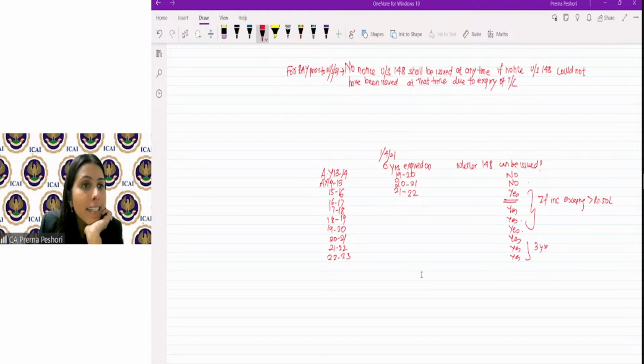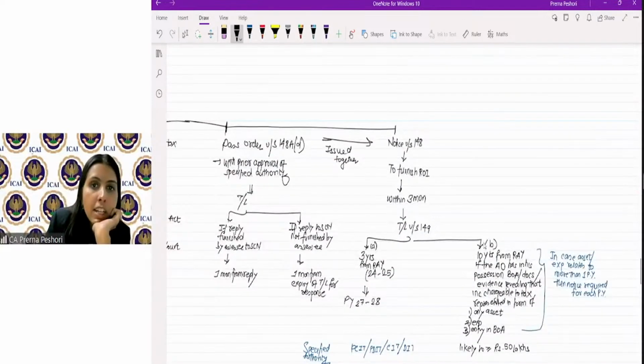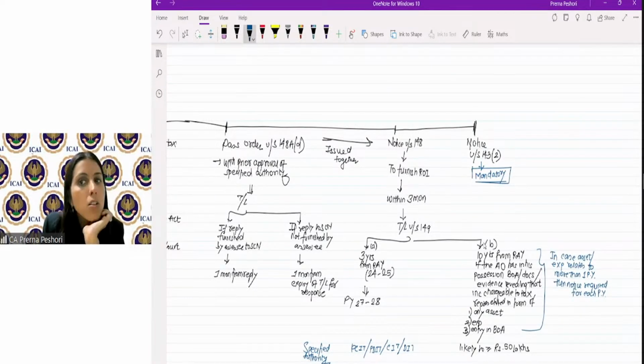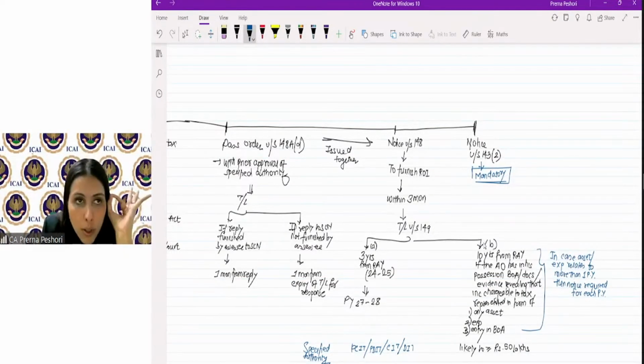So now, what is the expiry of the time limit? Once the notice is issued under 148, of course, the assessment will be made. And then finally, what is the procedure after this? After this, a notice has to be issued under 143(2). Again, this is mandatory, because from the reassessment, this will be treated like a normal assessment. So for any assessment, whether original or reassessment, 143(2) is mandatory.